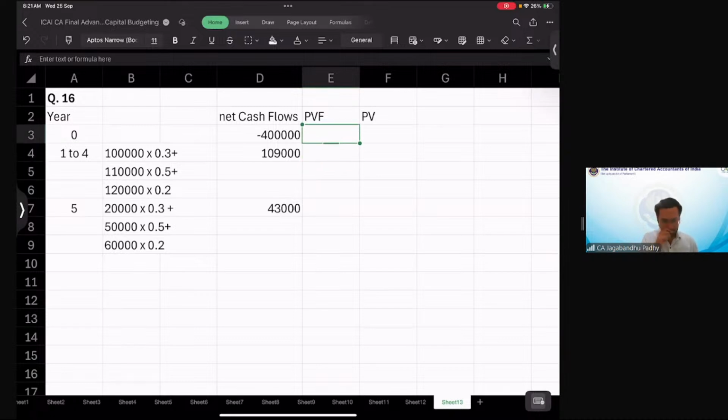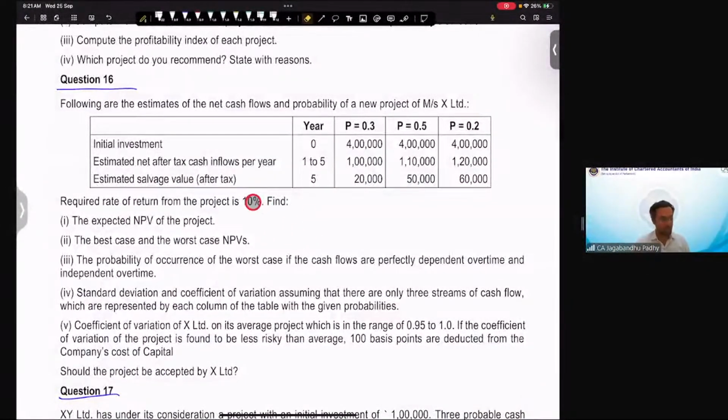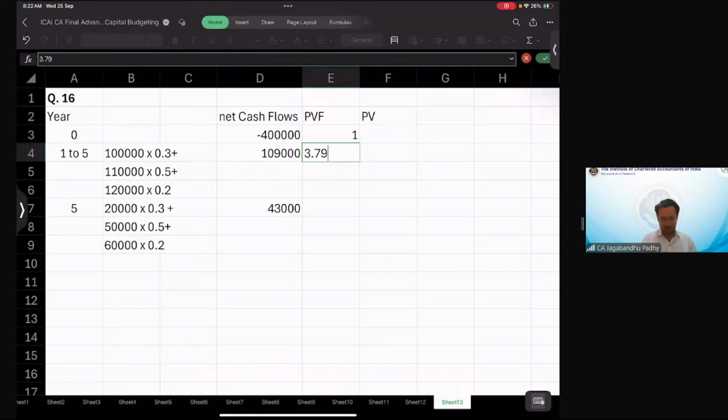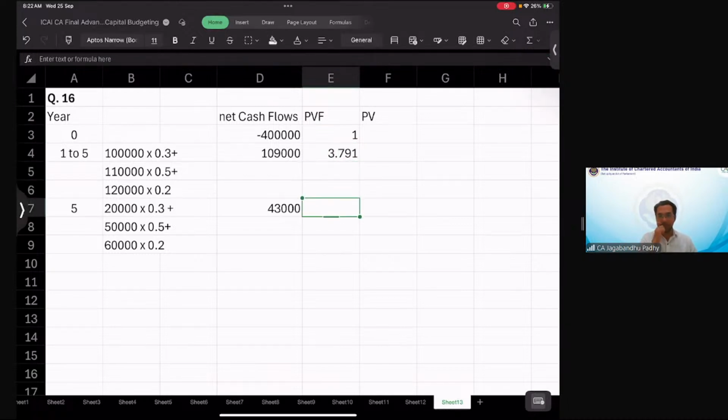Now we just apply the PV factors. Sorry, this is going to be till year 5. So PV factor, of course, for the first year it is 1. Now the rate of discounting is to be taken as 10%. So when it comes to 10%, the present value annuity factor for 5 years is going to be 3.791. That's the present value factor. 5th year, PV factor will be just 0.621.